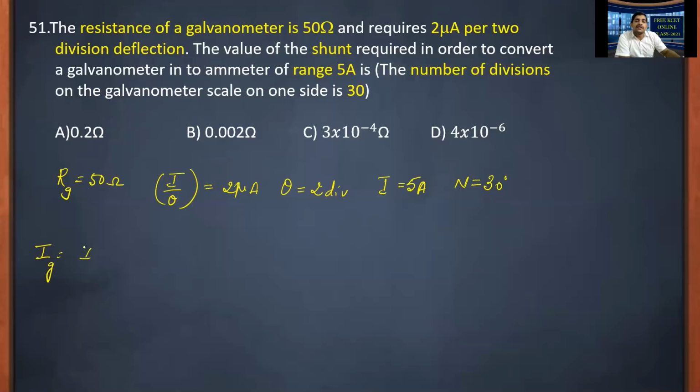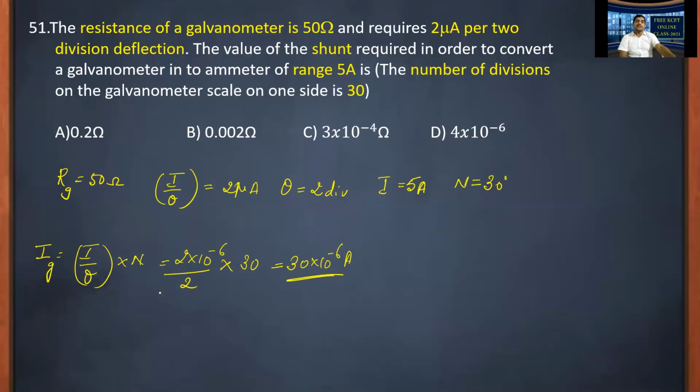So I by theta into N. We write 2 into 10 to the power minus 6 divided by 2, into 30. So you will get it as 30 microampere, the first one. Next is the direct formula for the shunt resistance: S is equal to Ig into Rg divided by I minus Ig.